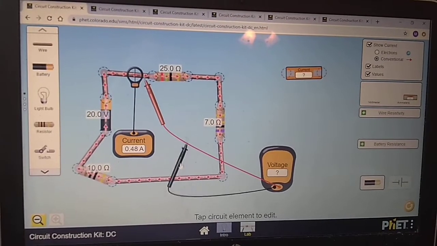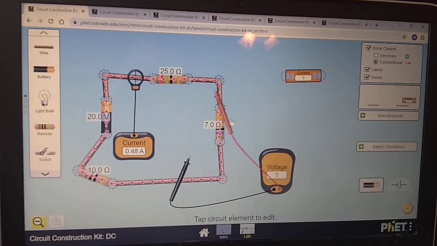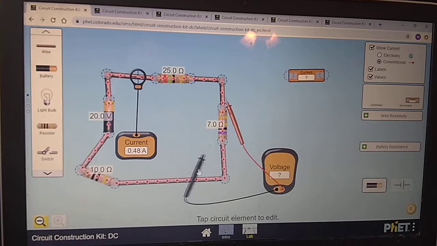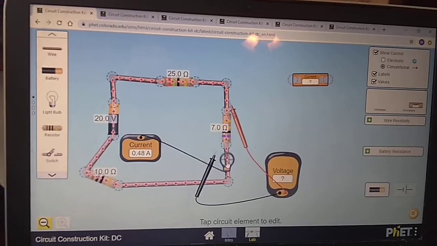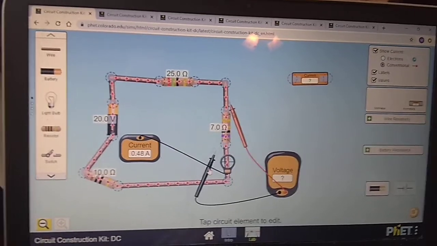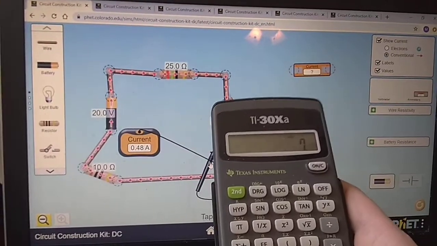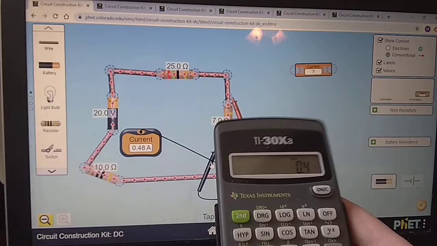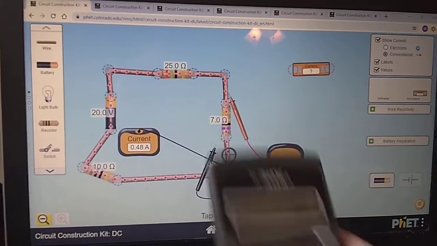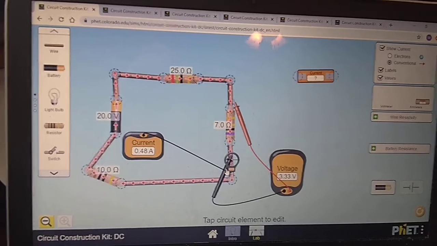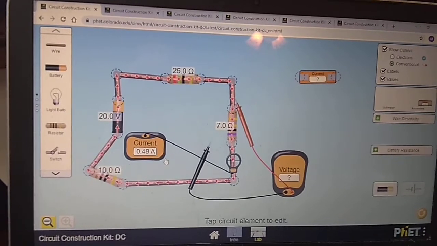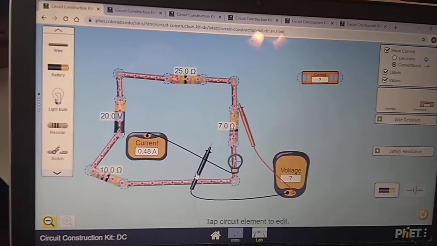We can do the same thing with the 7 ohm resistor. Let's check out the current there. Seems to be about 0.48 again. So we do 7 times 0.48, get about 3.36. Remember what we got? 3.33, very similar. Again, there's just some rounding with the current there that's throwing us off a little bit.